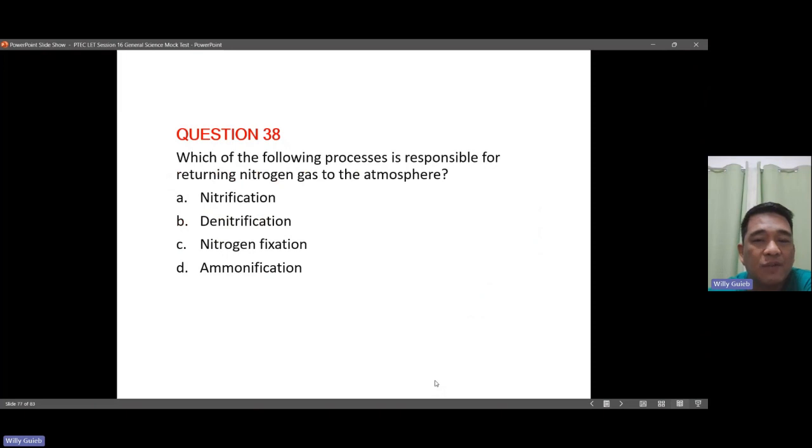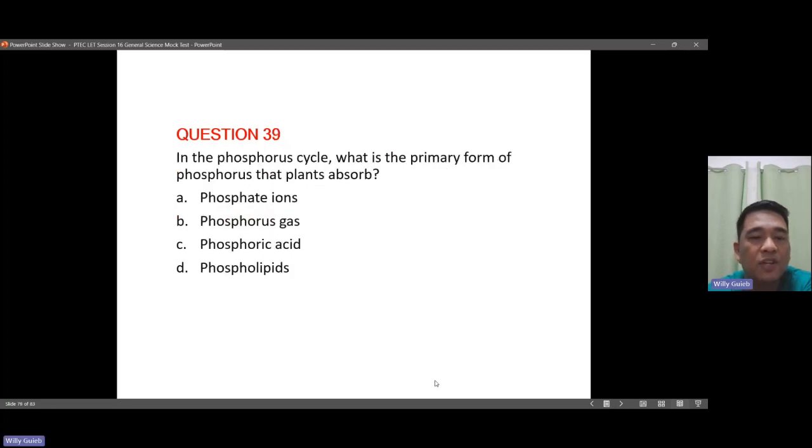Which of the following process is responsible for returning nitrogen gas to the atmosphere? Nitrification, denitrification, nitrogen fixation, ammonification. Tawag natin ay denitrification. So pabalik na yung nitrogen into the atmosphere. Pero pag kino-convert siya into a usable form, like in the form of nitrates, ang tawag natin dito ay nitrification or nitrogen fixation.